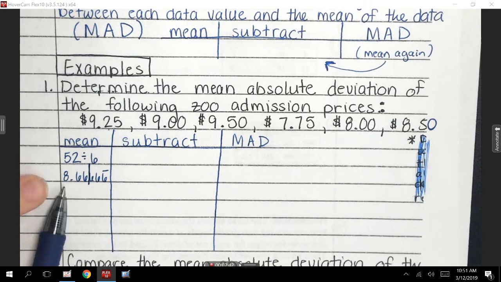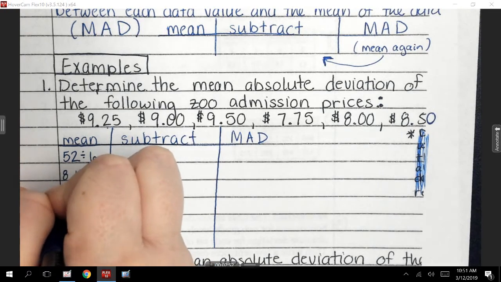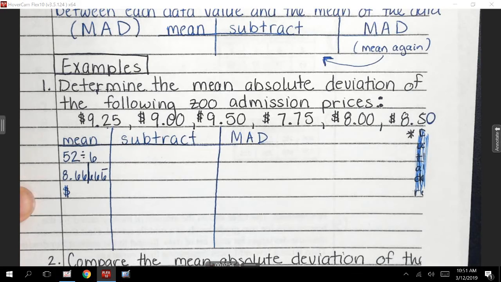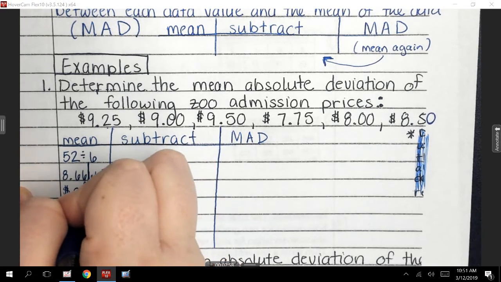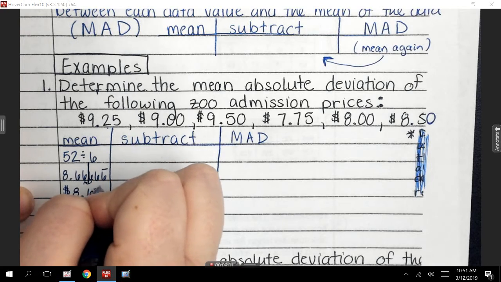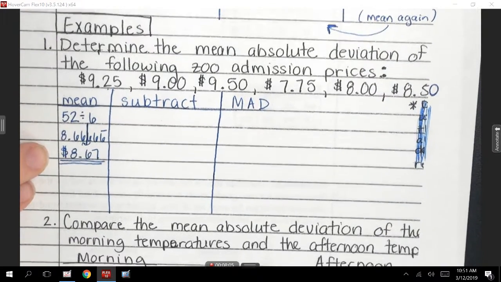All right, is that going to stay 8.66 or is that last number going to have to go up? What's going to happen here? Is it going to stay or is it going to go up? Yeah, it's going to go up because a 6, 5 or more raises the score. So this 6 over here is going to make that get bigger. So I get $8.67. All right, I'm not circling it, but I am going to underline it. That number is my mean.